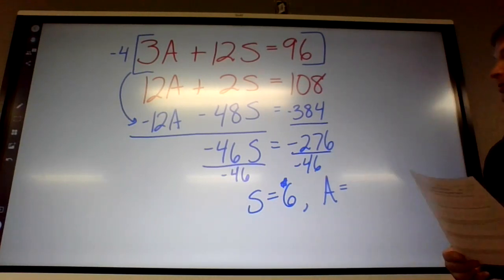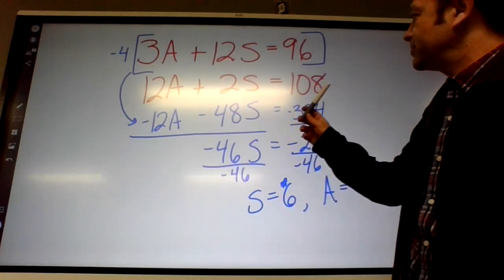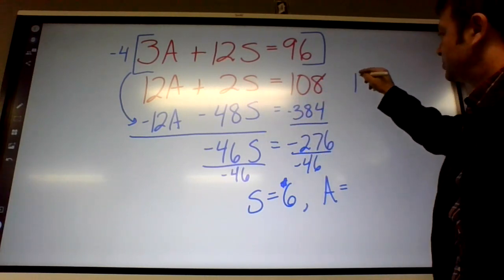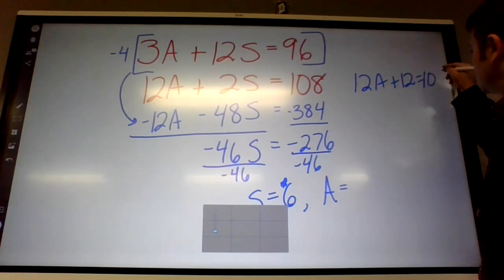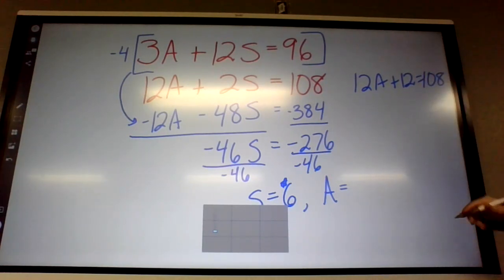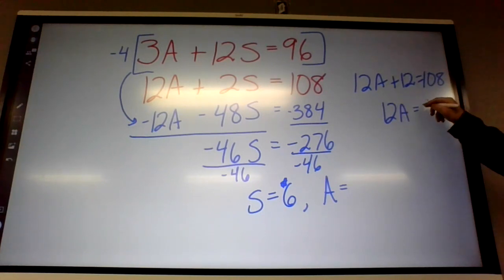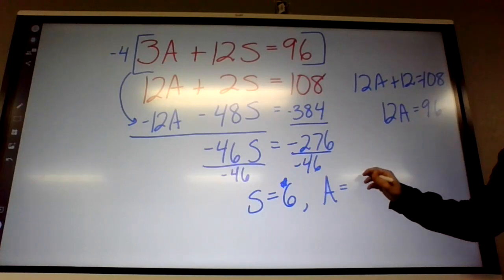Okay, students is $6. So I'll put the $6 maybe right here. 2 times 6 is 12. So 12A plus 12. Subtract 12. We had this one earlier. 8. $8.